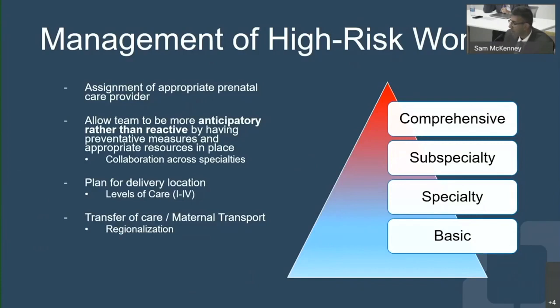And again, taking appropriate preventative measures and appropriate resources, trying to be more anticipatory instead of reactive. And then collaboration across specialties, which we've talked about a lot here. And then planning of delivery location, matching the resources available at that site with the level of risk in the patient. And then again, regionalization of care, maternal transports, and transfer of prenatal care in an appropriate and timely manner.